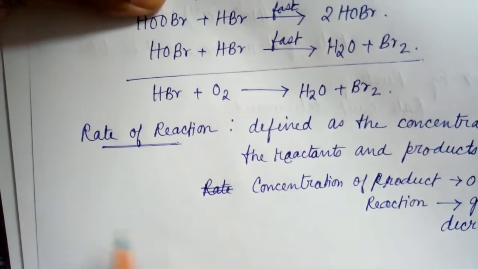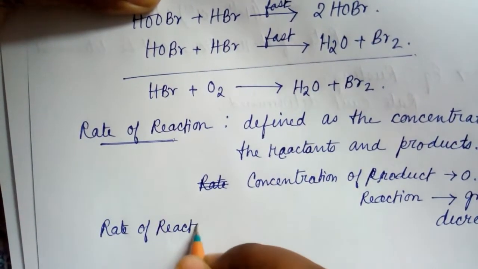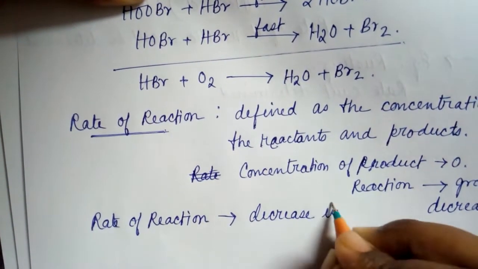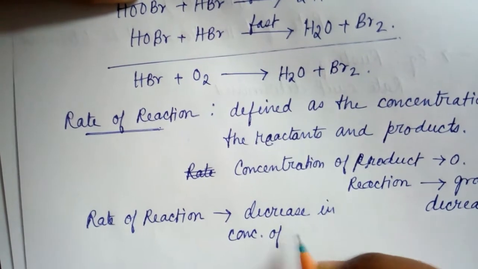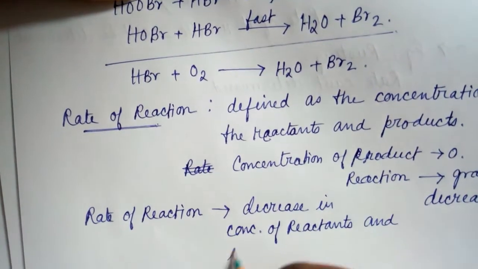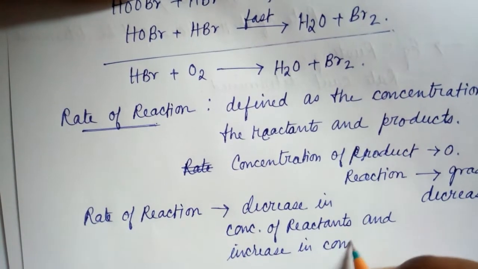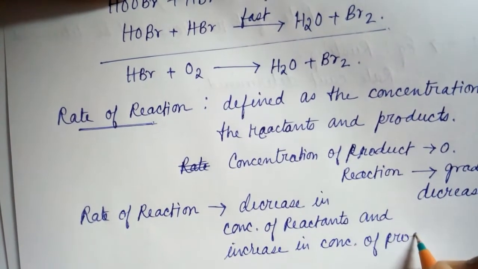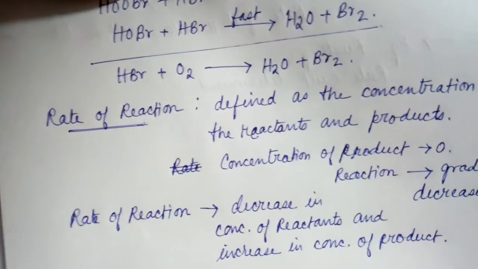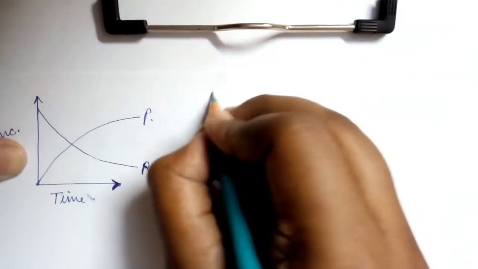In other terms, the rate of reaction can be defined as the decrease in concentration of reactants along with the increase in concentration of product. As the reaction proceeds, the reactants quantity will decrease and the product quantity will increase. Okay. Hypothetical reaction, that is, wait, let me write.